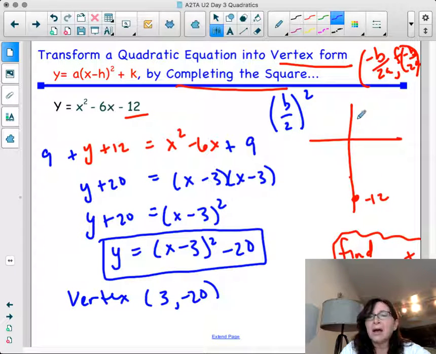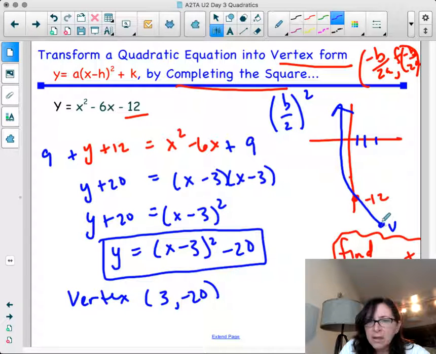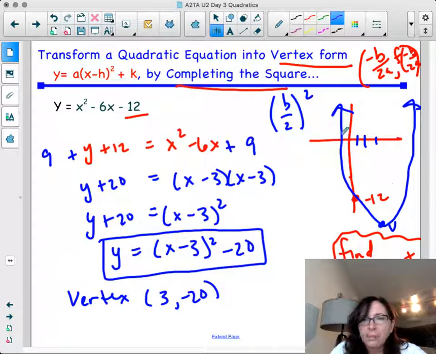Okay, so over 3 down 20 is my vertex. So that basically means that my graph is going to come up like this, and then it's going to come around like this. Okay, now I'm not asking you for the x-intercepts. I could ask you for that on the test that we're going to be having, but right now I'm only asking you for the vertex.